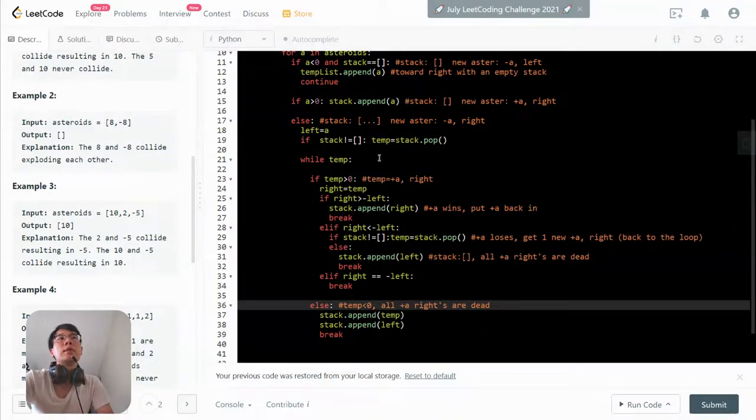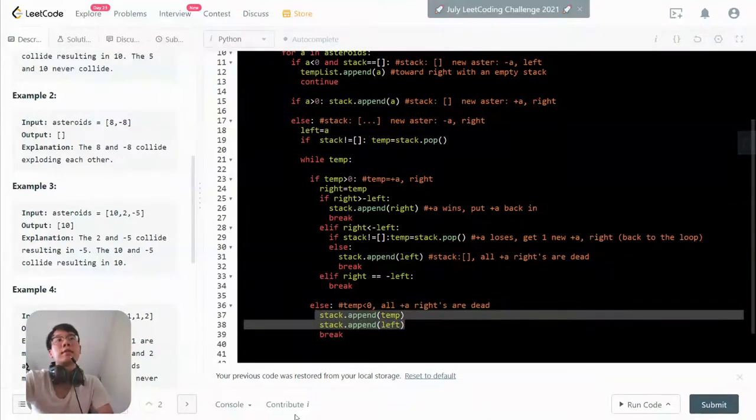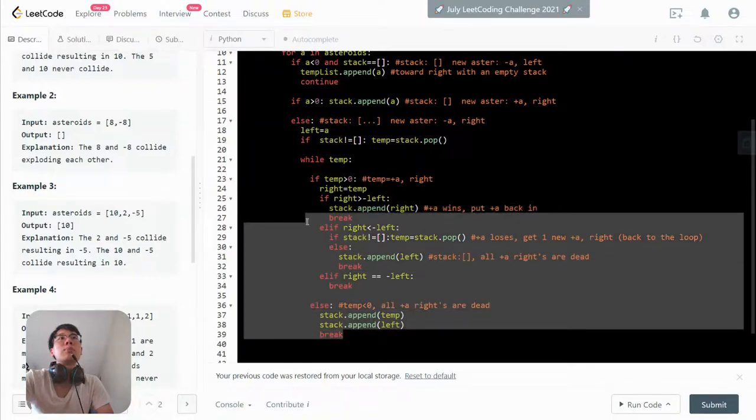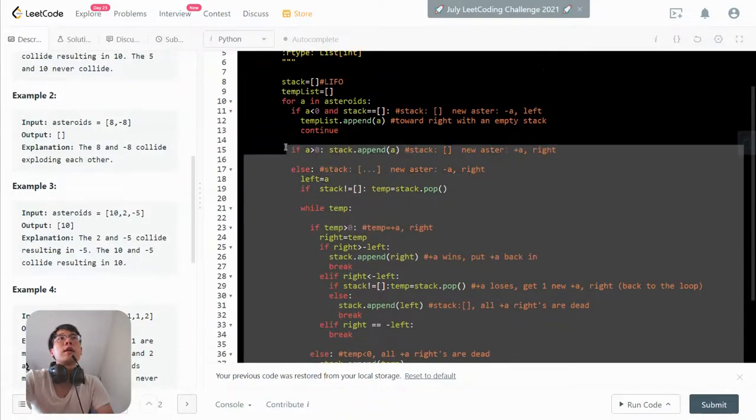When the temporary is greater than 0, it means whatever comes off the stack is a right one. However, if the temporary is negative, it means all the asteroids in the stack are going toward the left, so all the right ones are dead. In that case, we just keep appending, because there is nothing to go against the one going to the left now. And that is the bulk of it.